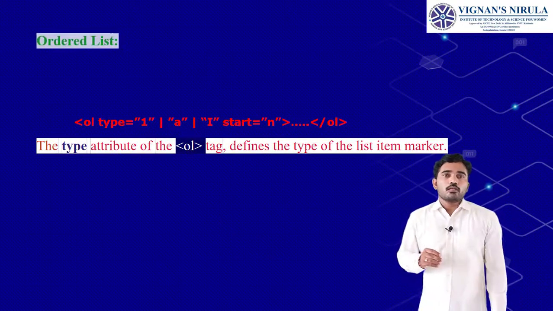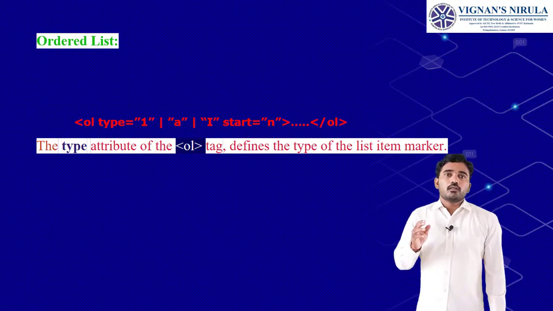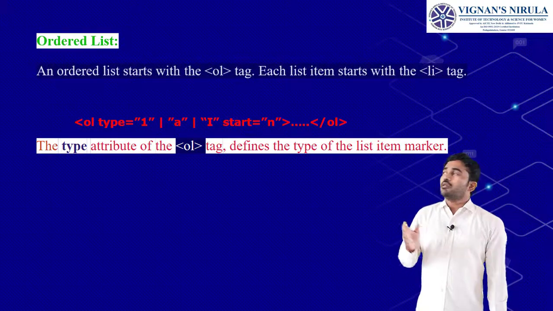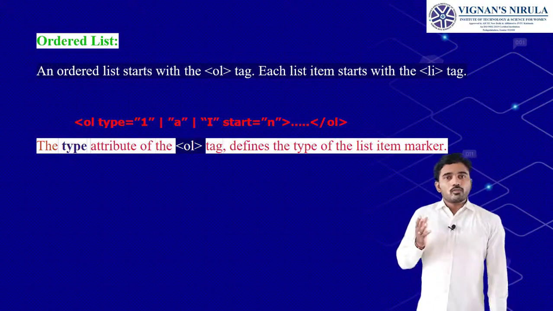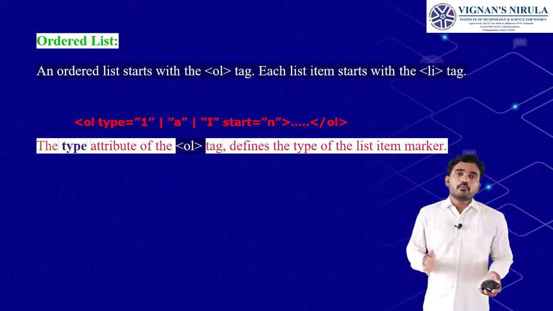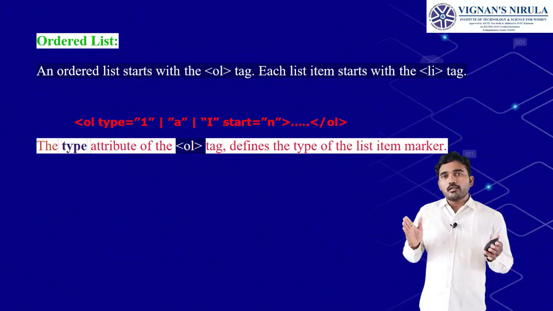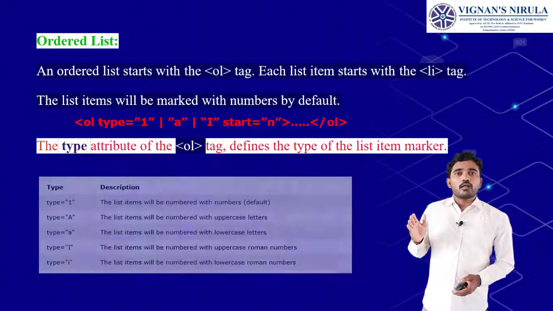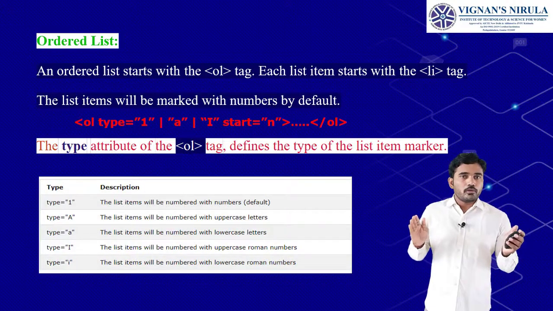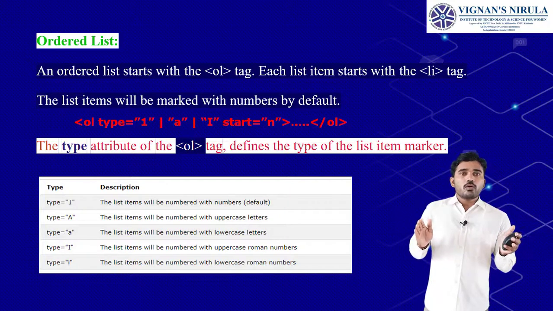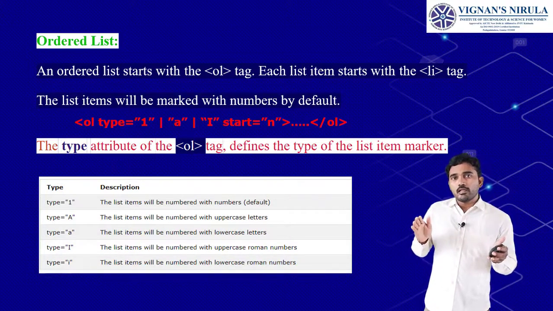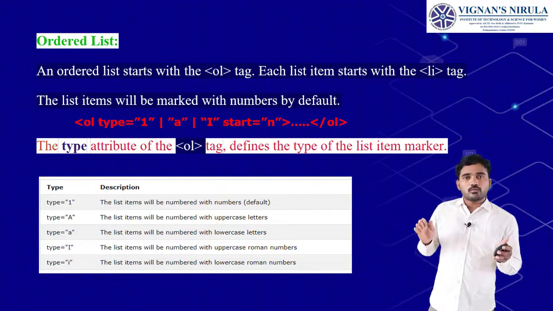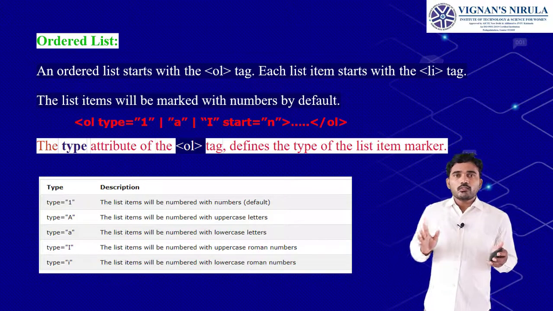So what about this ordered list? An ordered list is specified by using the OL tag, and as usual each list item must be written inside the LI tag. The list items here will be marked as numbers by default. If you have not mentioned any type, those are simply shown as numbers. And like the unordered list, ordered lists are divided into 5 types. What are those 5 types?